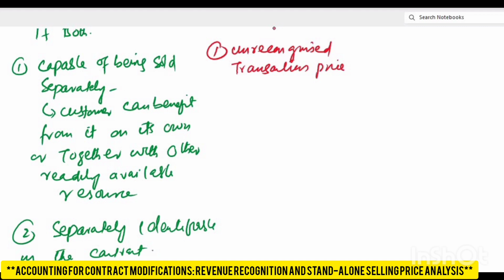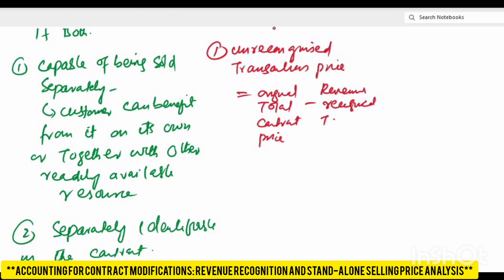You have to take the original total contract price and the revenue recognized to date. Let's say the total original contract price is 1000, and the revenue you have recognized for the goods or services you have delivered before modification is 600. Then your unrecognized transaction price will be 400.